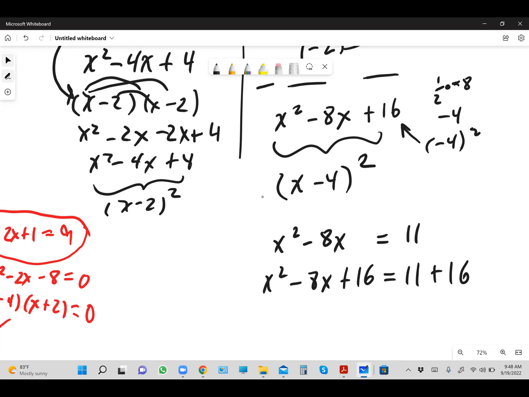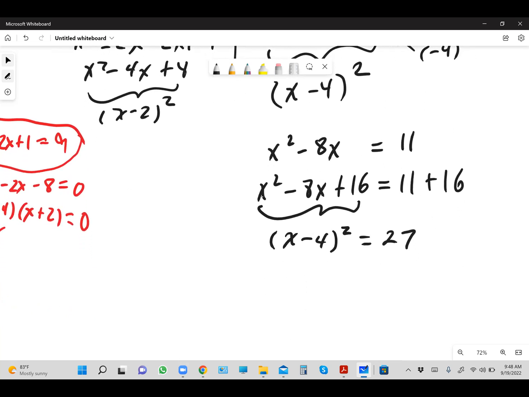But what this allows me to do is rewrite this as x minus 4 squared equals 27. And I can solve that. That's why we complete the square. It's a great question. The way I got 16 is I completed the square. I took half of negative 8, and you square it. The reason you're doing that is you're trying to take advantage of all the stuff I was explaining before. And now you can solve that.